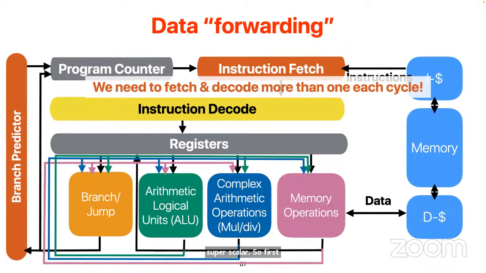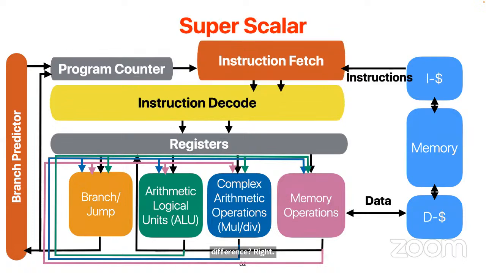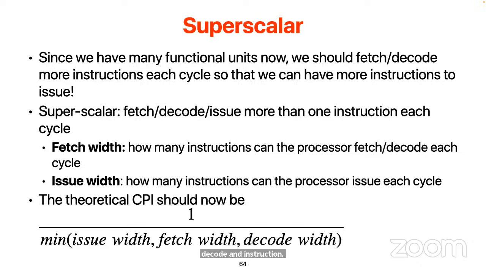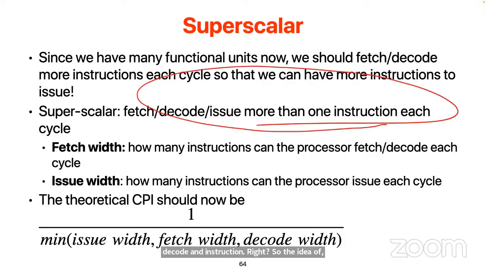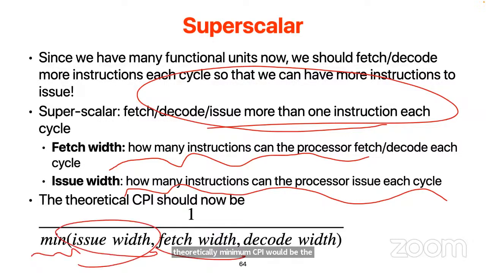Superscalar is the case where, if you compare the diagram, the difference is simply that you have a wider instruction decode and instruction fetch unit. Since we have many functional units now, I fetch, decode, and issue more than 1 instruction each cycle. Theoretically, my fetch width, meaning how many instructions the processor can fetch and decode each cycle, and my issue width, how many instructions I can put into execution, along with the number of functional units, determine my CPI. So my theoretical minimum CPI is determined by the minimum of the issue width, fetch width, and decode width.